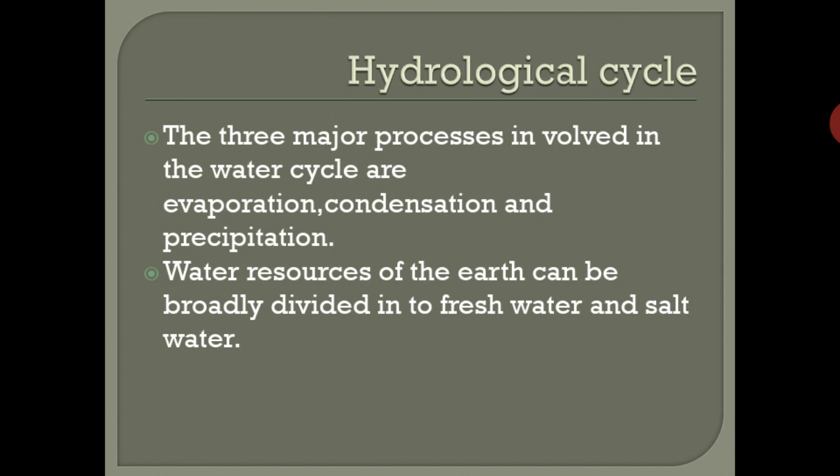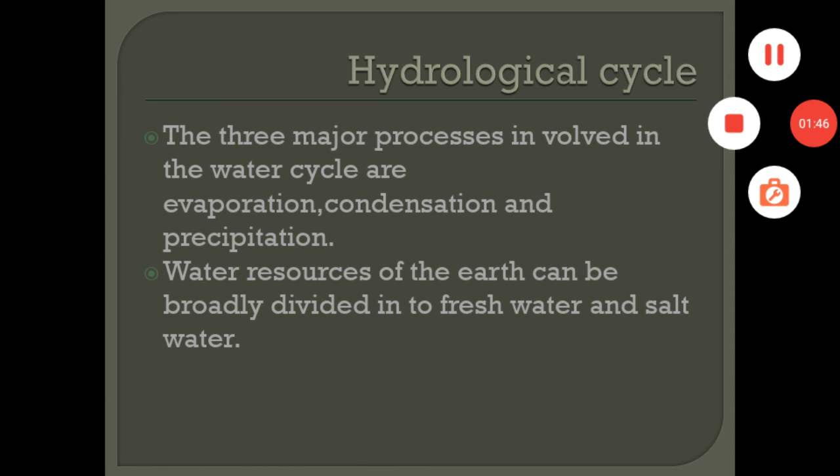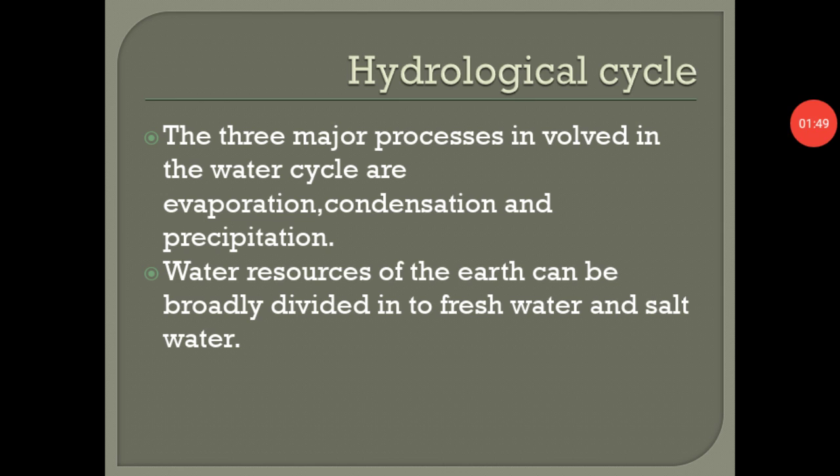Actually, the hydrological cycle is happening, and because of this cycle only we are getting the 3% of water properly. So what does it mean? The continuous movement of water above and below the earth's surface is called the hydrological cycle. Like a cycle, from here the water will be evaporated. The three major processes involved in this cycle are evaporation, condensation and precipitation. Water will be evaporated and condensed as ice, and after that, because of some temperature, it gives precipitation, meaning rain.